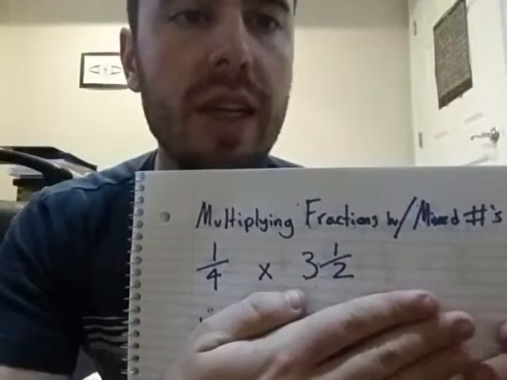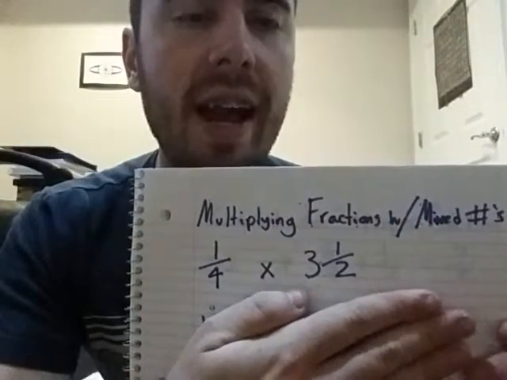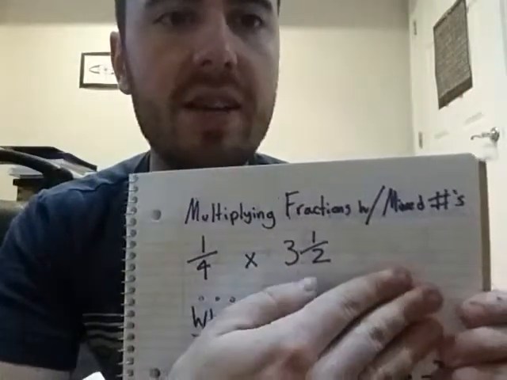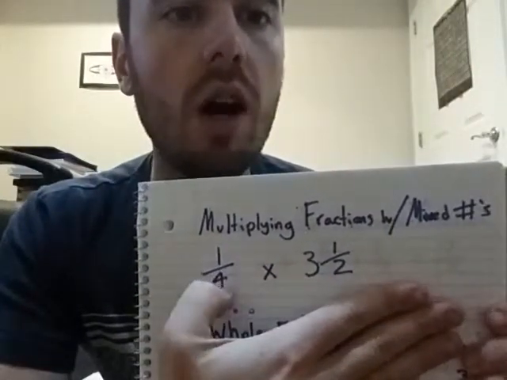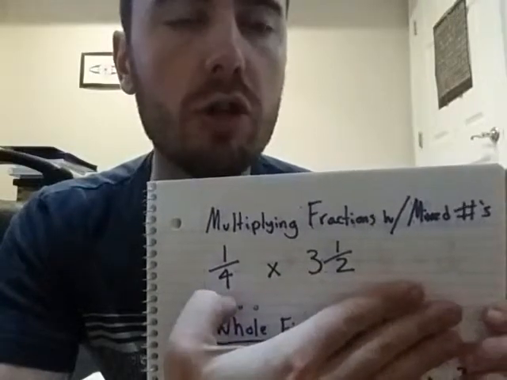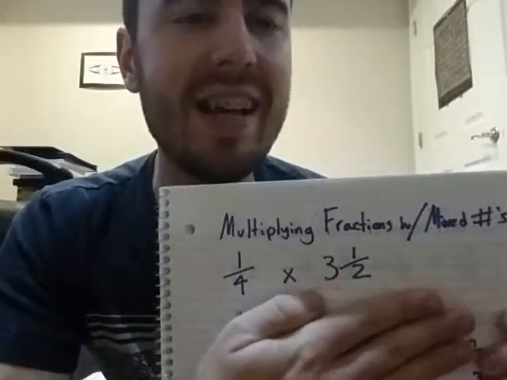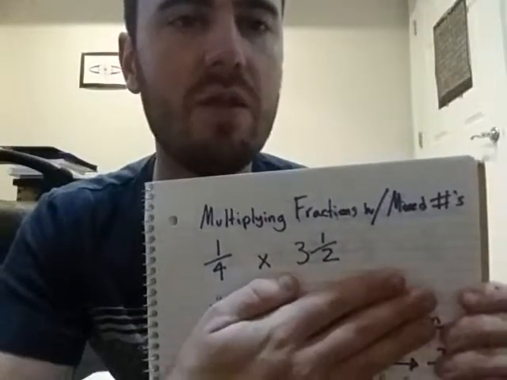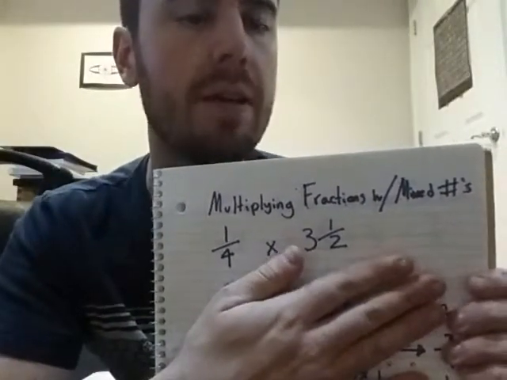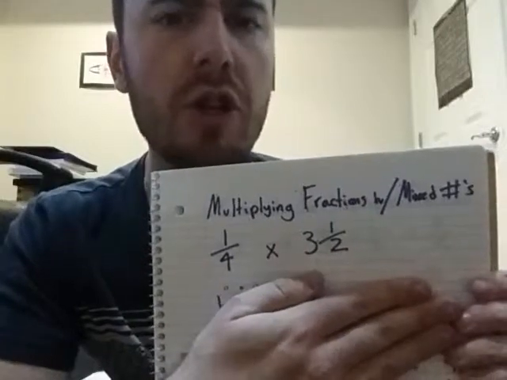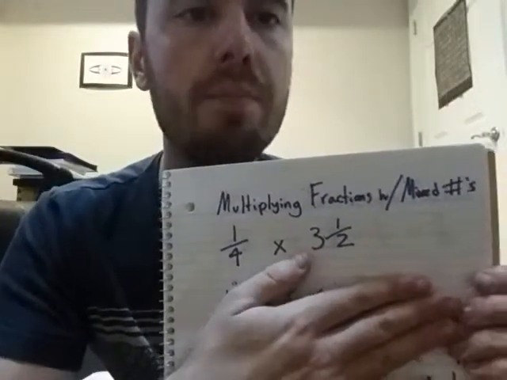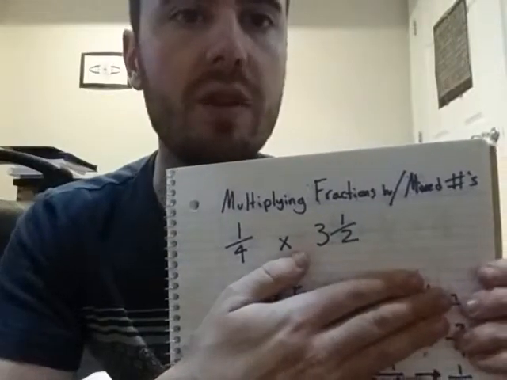So what we're doing here is we're asking ourselves, what is 1/4 times 3½? Or another way to think about it is, what is 3½ groups of 1/4? What does that look like? Gosh, that's hard to even visualize. So I'm actually going to show you two strategies that you can use that will give you the answer to that.